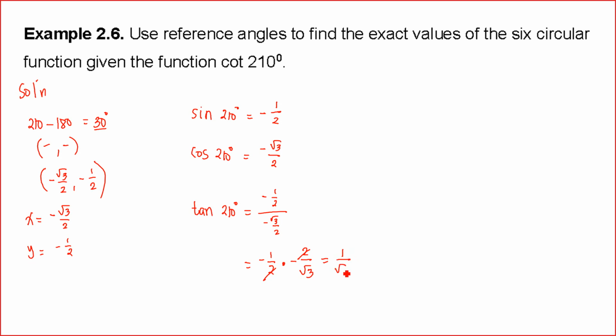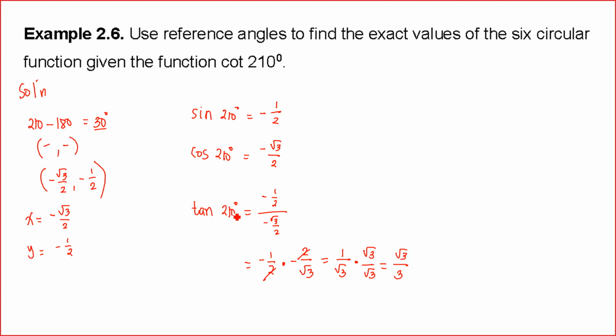So rationalize the denominator. So multiply square root of 3 over 3. Square root of 3 over square root of 3 rather. Then you have square root of 3 over 3. So that's the tangent 210.